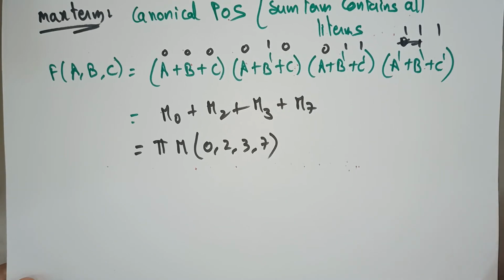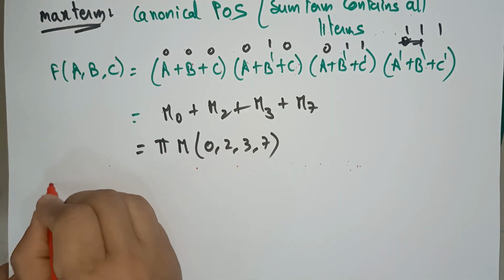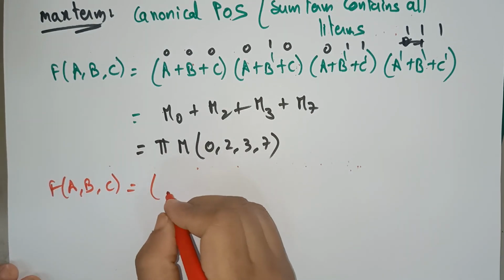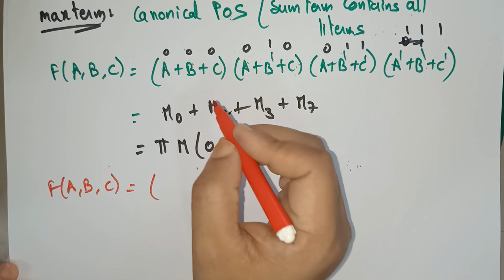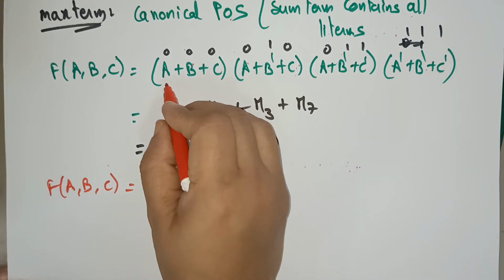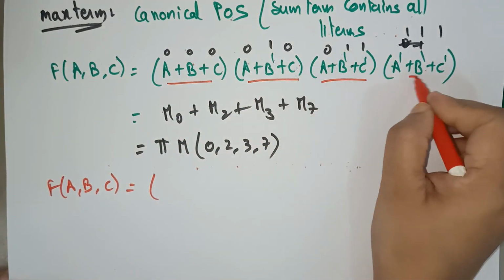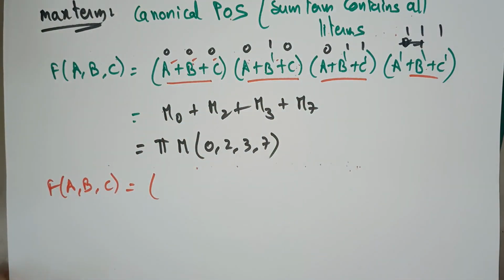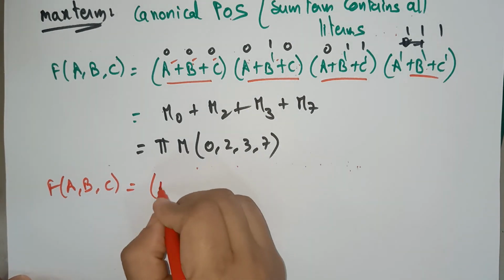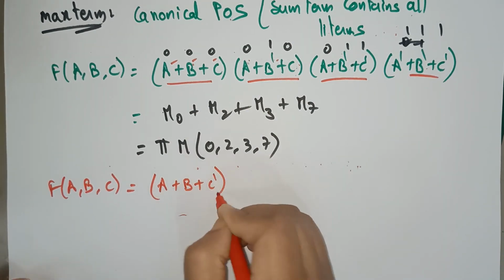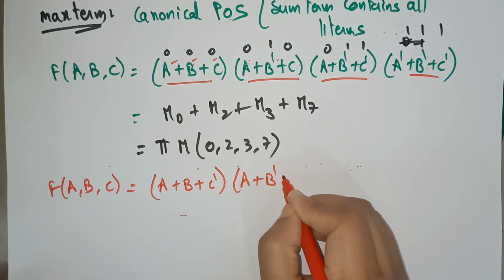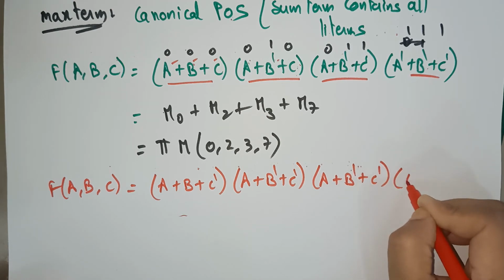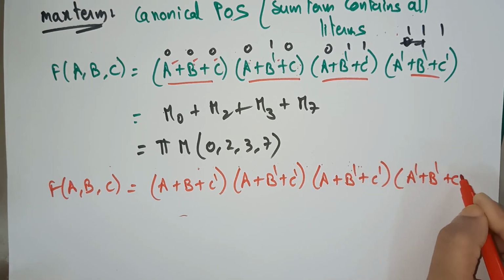So let me take one more example. F of a, b, c. This time I am taking a canonical product of sums. Why am I saying this is a canonical product of sums? Because each sum term contains all literals. A, B, C, all literals are present, either in complemented or uncomplemented form. All literals are present. A plus B plus C dash. A plus B dash plus C dash. A plus B dash plus C dash. A dash plus B dash plus C dash.